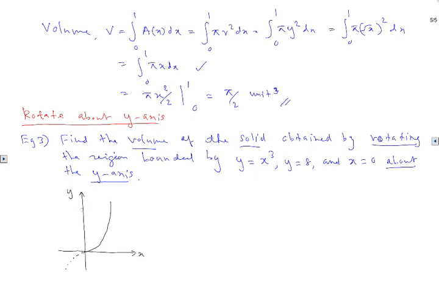And y equals 8. That's the y equals 8 line. And then the x equals 0 axis. This is the x equals 0 axis, the y-axis. So that's the region we are talking about.